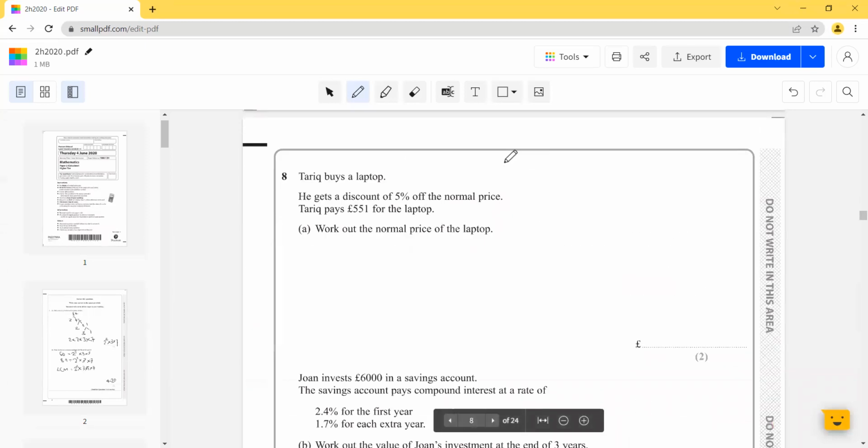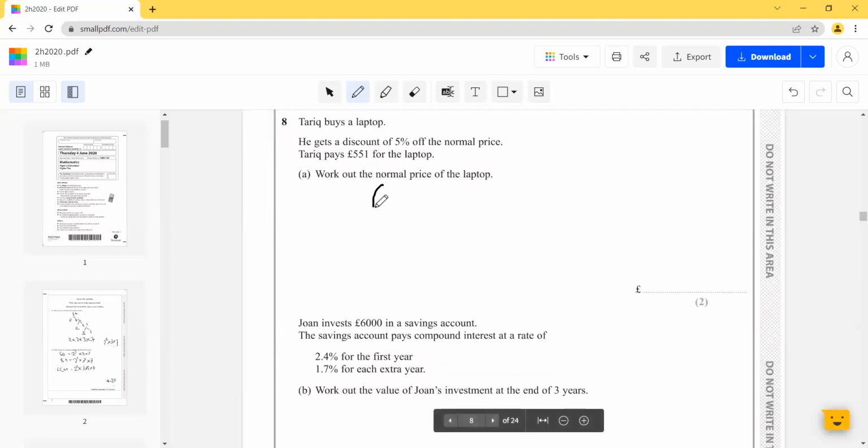Okay. Question 8. Tariq buys a laptop. He gets a discount of 5% off the normal price. Tariq pays £551 for the laptop. Work out the normal price of the laptop.